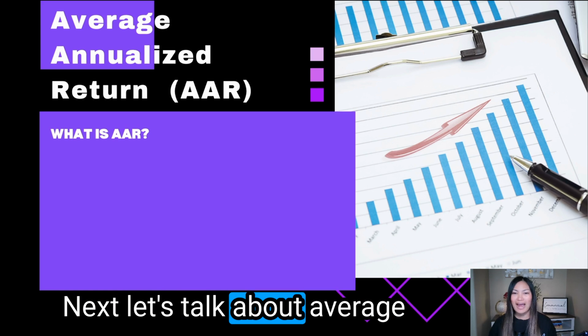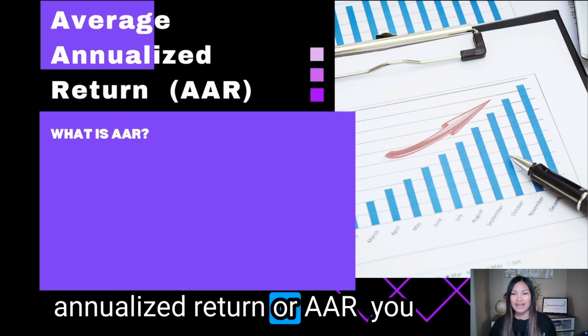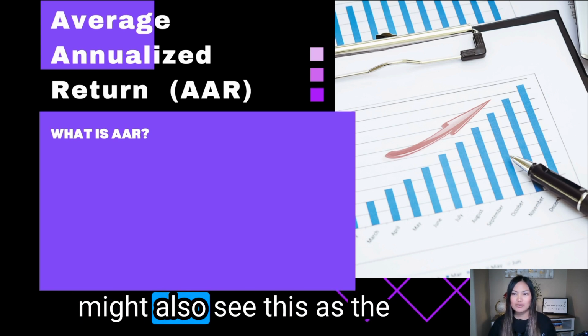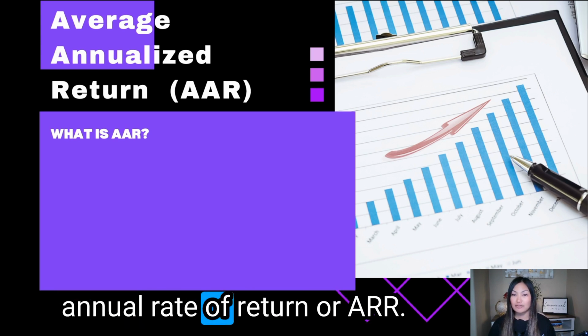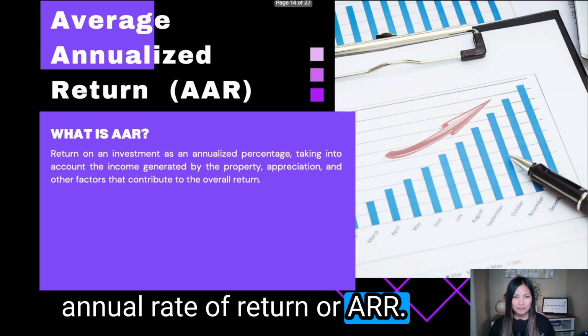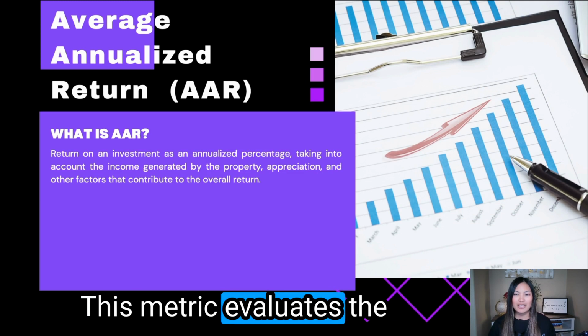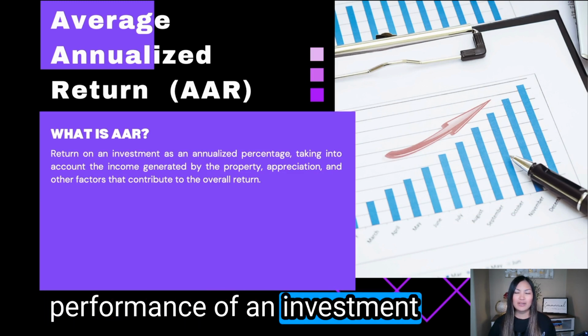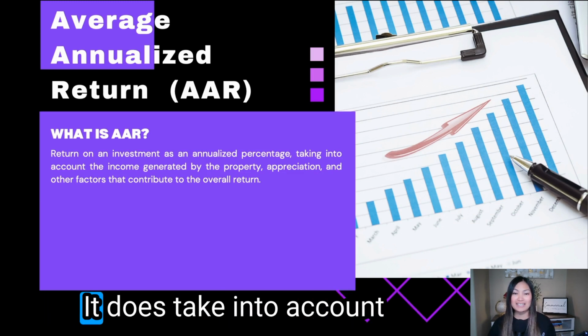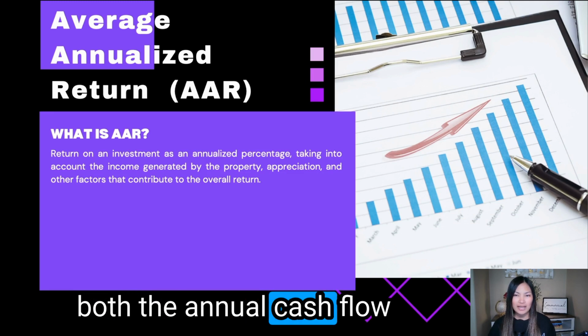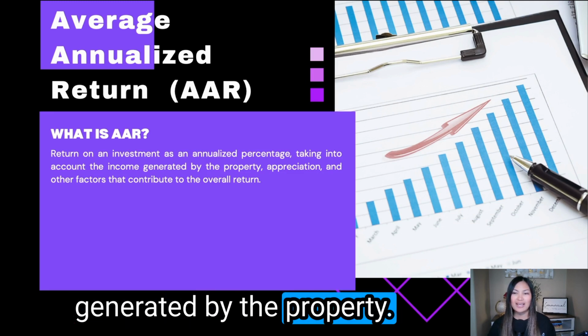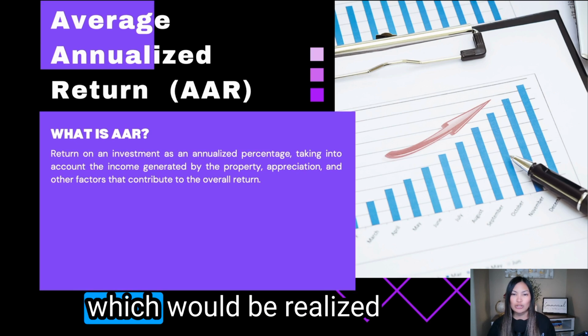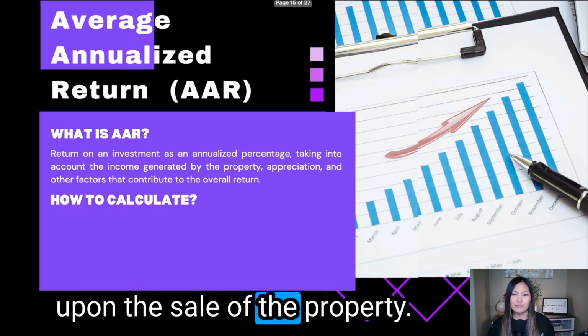Next, let's talk about average annualized return, or AAR. You might also see this as the annual rate of return, or ARR. This metric evaluates the performance of an investment over a 1-year period. It does take into account both the annual cash flow generated by the property as well as the appreciation which would be realized upon the sale of the property.